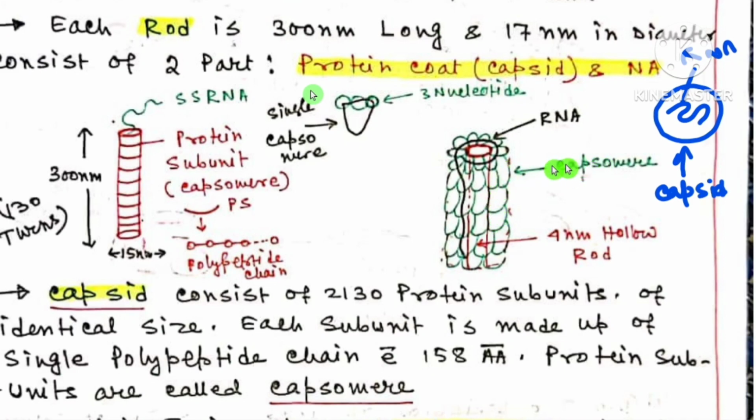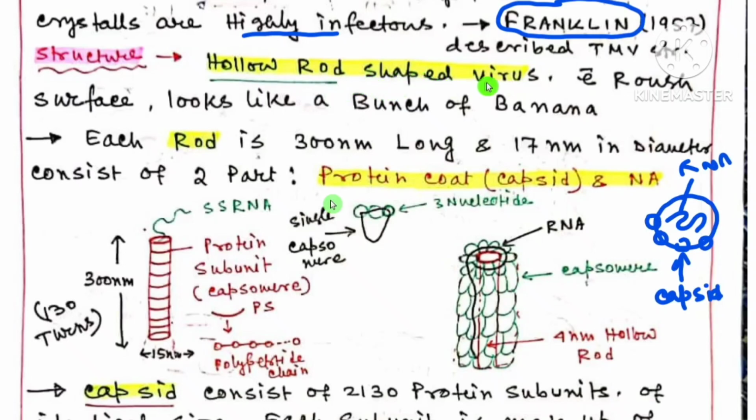The capsomeres are grape-shaped structures, and the capsid is made up of many capsomeres. The unit of the capsid is the capsomere. Tobacco mosaic virus is a hollow rod-shaped virus. In the central core there is a hollow structure. It has a rough surface and looks like a bunch of bananas.